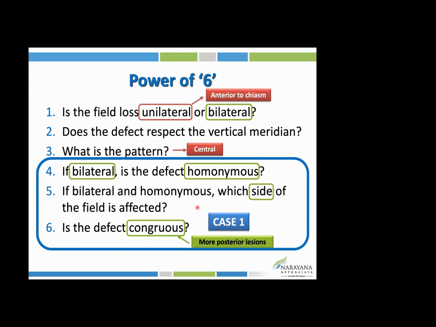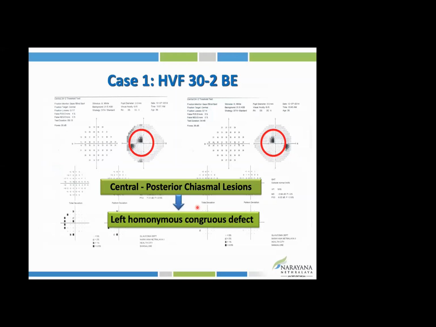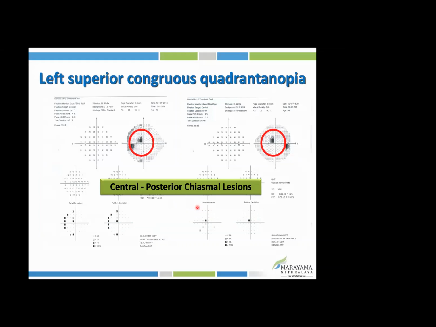Now that we know that both the cases have a central lesion, one unilateral, one bilateral, we come to the important question that in case 1, which is bilateral, it's homonymous, which side is affected, to one side, and it is congruous, which all fits in case 1. We are basically looking at a left homonymous congruous defect. And a left homonymous congruous defect is the left superior congruous quadrantanopia. As I showed you earlier in the occipital lesions, that you could actually have a central lesion, we should think in terms of the occipital lobe, and hence this patient had an occipital lesion.